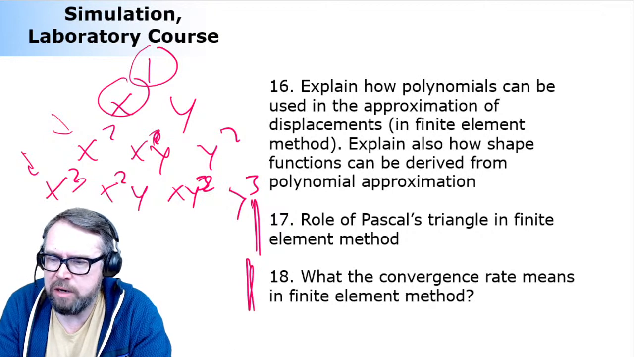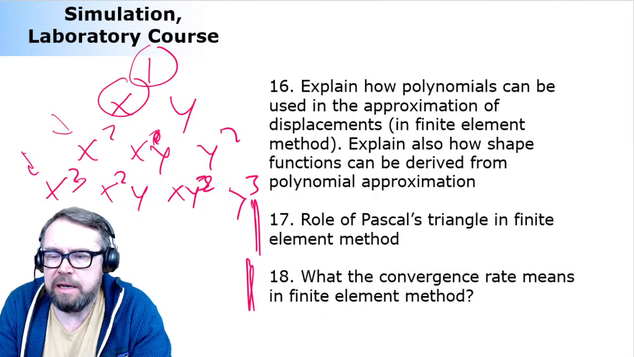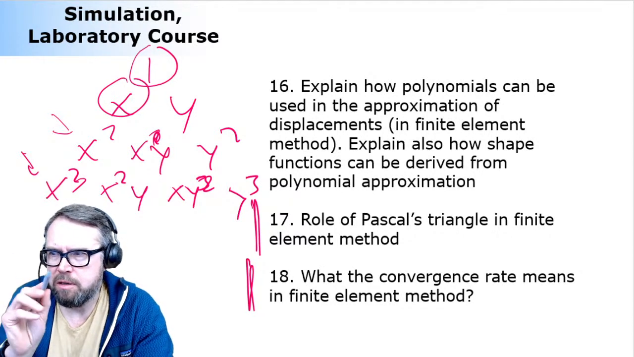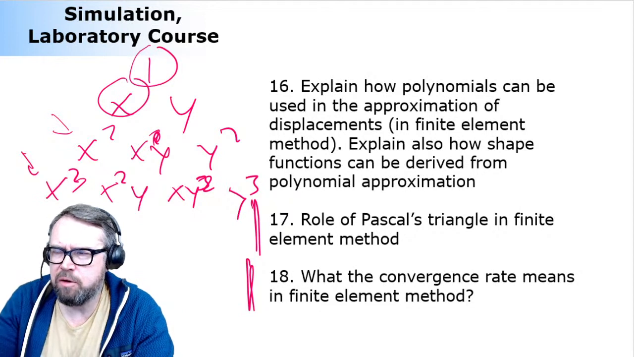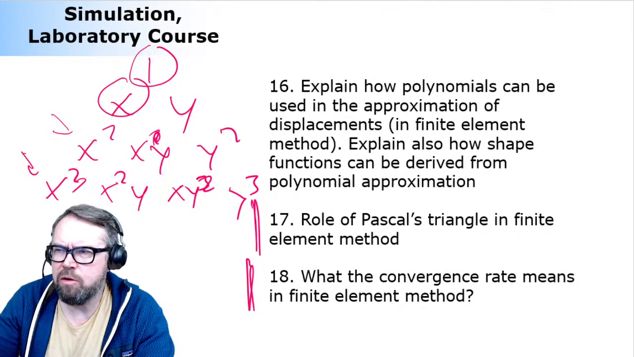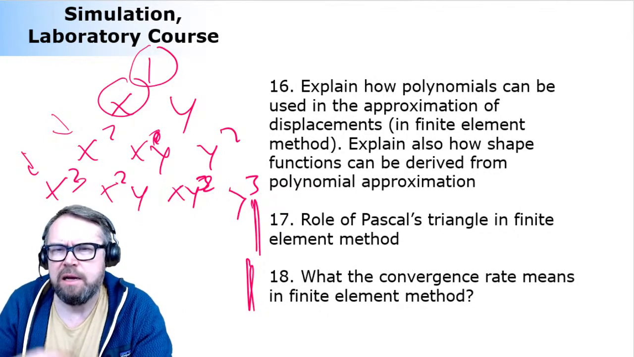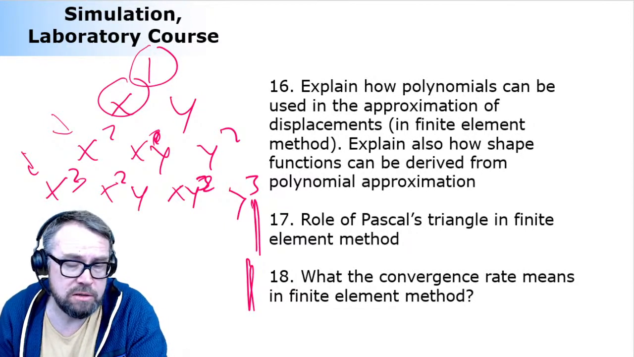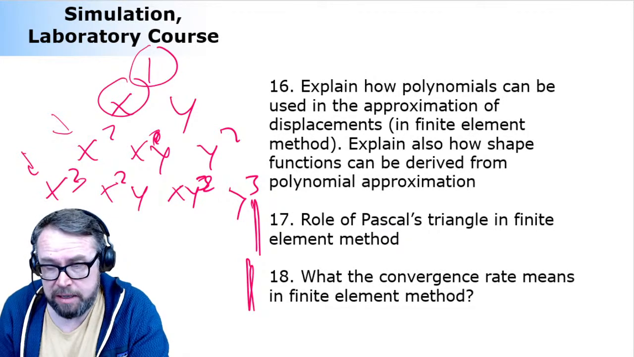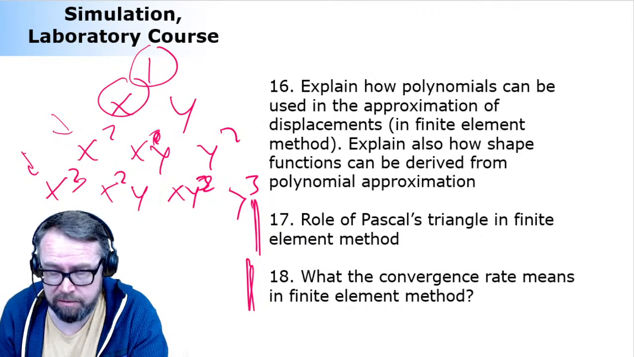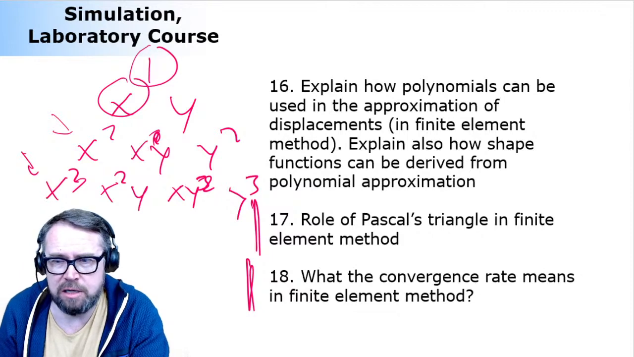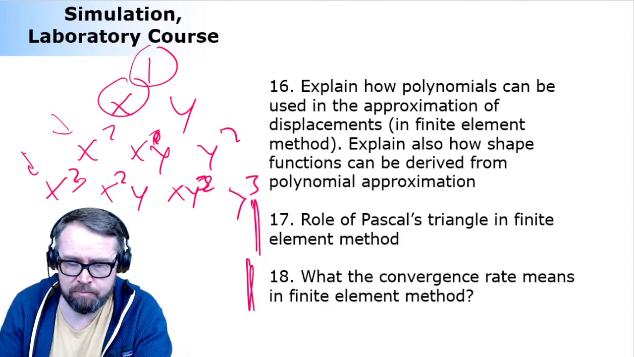What the convergence rate means in the finite element method is how fast you can get an acceptable solution. Meaning that when you increase the number of elements, two solutions are no longer improving. And this is the only way to see whether or not your solution has converged. So you do two different kinds of meshes, finer and coarser, and if they give the same solution, you can use the coarser mesh.